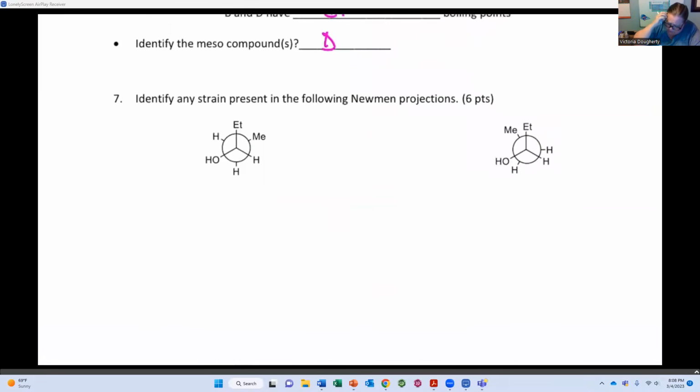Identify any strain that's present. All right? The following new ones. Okay, right off the bat, we see that my ethyl and methyl are gauche. Gauche is not a strain. A gauche is a relative position. And so we don't list gauche as a strain. Gauche is a type of steric strain. So everything else has a dihedral angle of 60 degrees. OH and H, we don't talk about hydrogens being gauche with anything because it doesn't matter.